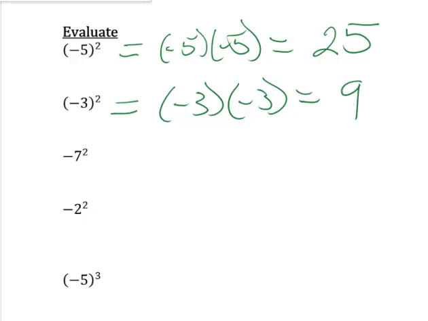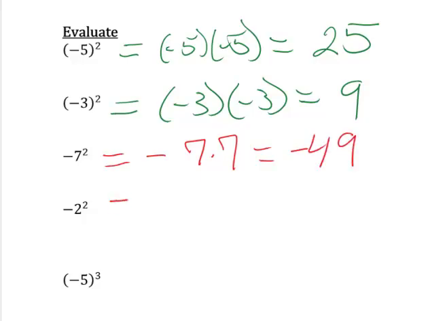Now, if you notice the next problems here, again, I don't have parentheses. So if I don't have parentheses, the negative is only written down once, and it's the number 7 that's written down twice. And so a negative 7 times a positive 7 would give me a negative 49. The same thing is going to happen here. The negative is only written once. I write the number 2 twice. And so negative 2 times positive 2 is a negative 4.